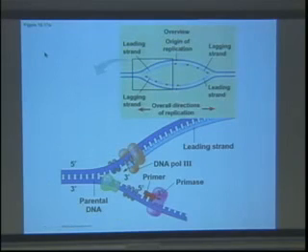Okay. But for the other strand, of course, it would be nice if you could just go this way as well, and both strands could be synthesized together in that same direction.